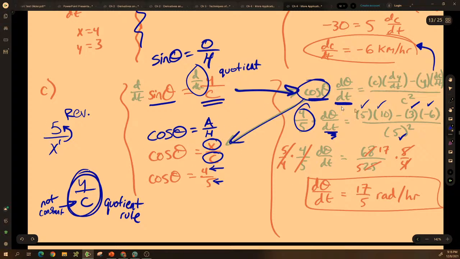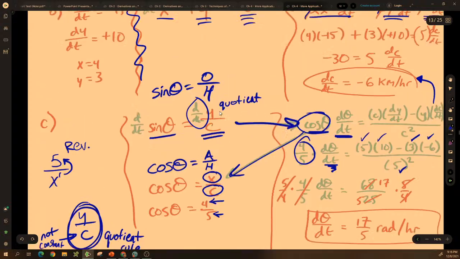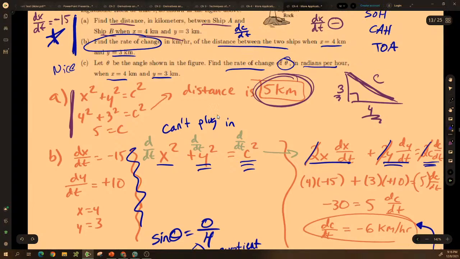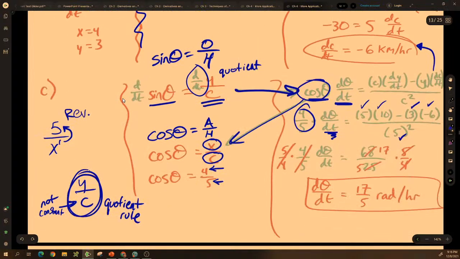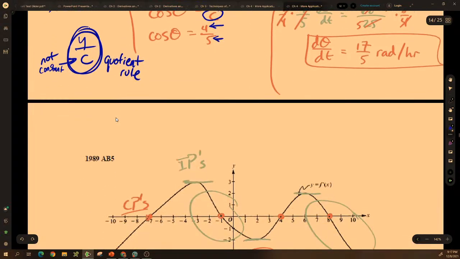So I warned you about this. I said it's going to be a little bit harder because they're both variables. And again, if you got A right, you got B right, you're passing the AP exam. You get C right, that's where you kind of take yourself to that track for a 5.